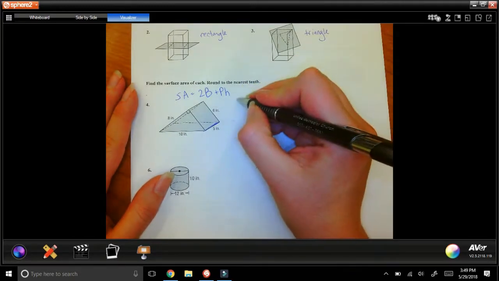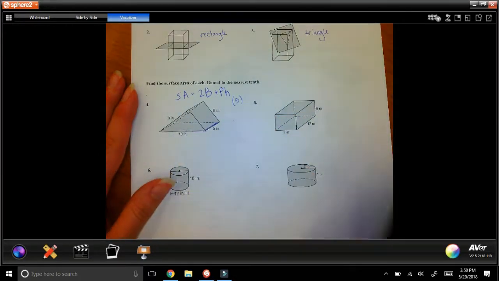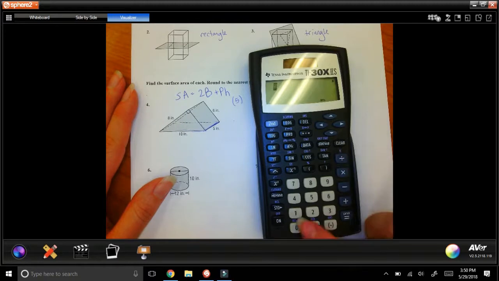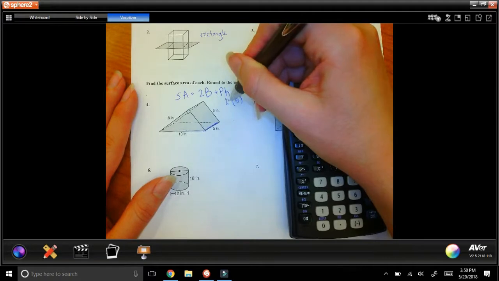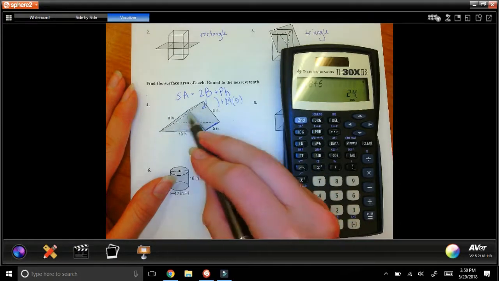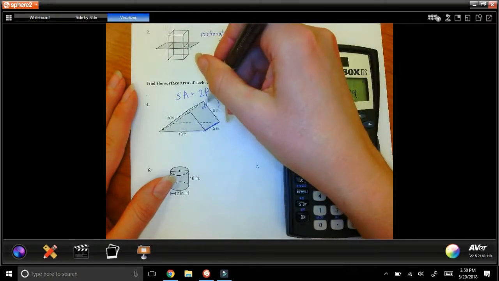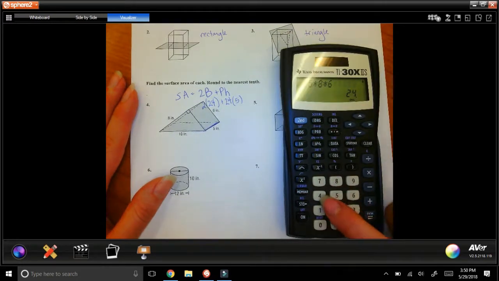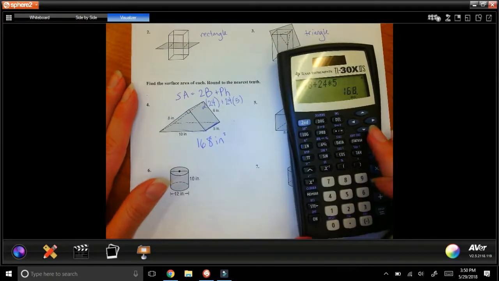I'll write it over here. The perimeter of the base is that triangle. So I'm just going to add up 18 and 6, 24. Perimeter of the base is 24. And the area of the base is the area of this triangle. So the triangle is half 8 times 6. So that gives you 24. So 2 times 24 is 48, plus, multiplying the rest of that out, 168, and that's square inches.